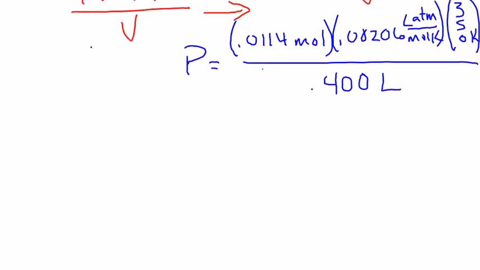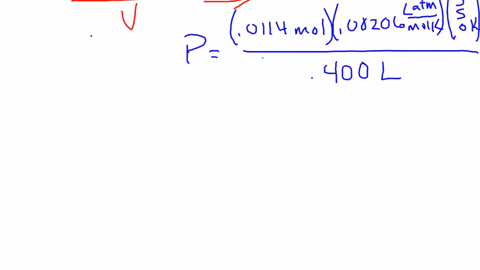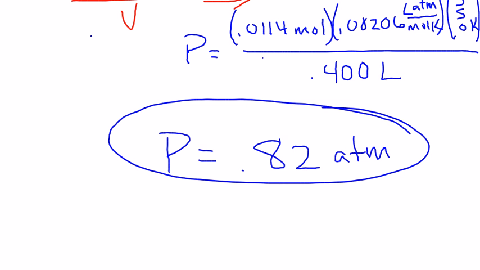I'm going to move us down just a little bit further here. When we plug all that in and we get our P out, we're just going to take that 0.0114 times 0.08206 times 350. Our answer there is going to be P equals 0.82 atmospheres. And that is with sig figs.